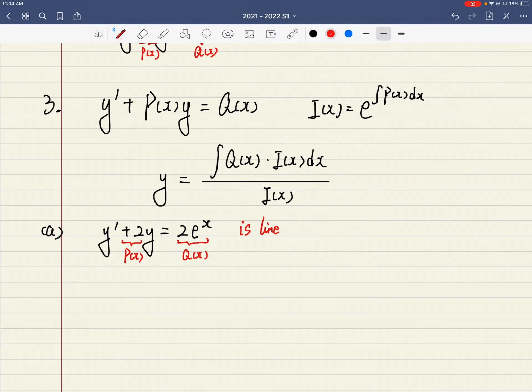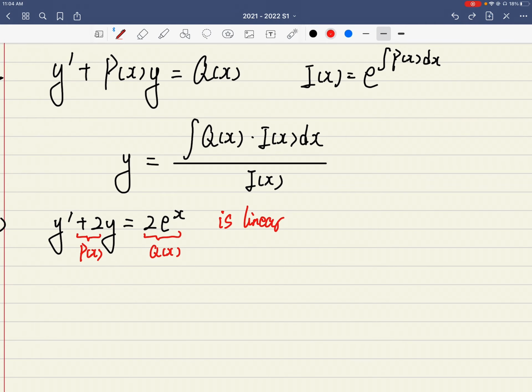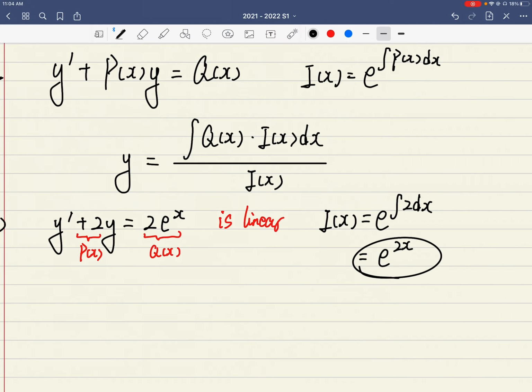Then it is linear, so I can use my formula here. To use your formula, you just need to get I(x). What is I(x)? I(x) is e to the power of the integration of p(x). Here my p(x) is 2. Then you integrate 2 and you get 2x. You don't need to add plus c here, that's unnecessary. Only when you're getting the integrating factor, you don't have to add plus c. So this is your I(x).